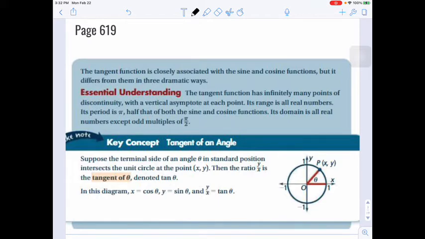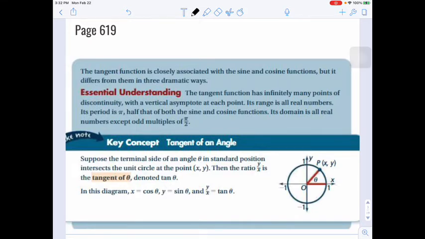The tangent function has infinitely many points of discontinuity with a vertical asymptote at each point. Its range is all real numbers, its period is pi, half that of both the sine and cosine functions. Its domain is all real numbers except odd multiples of pi over 2.